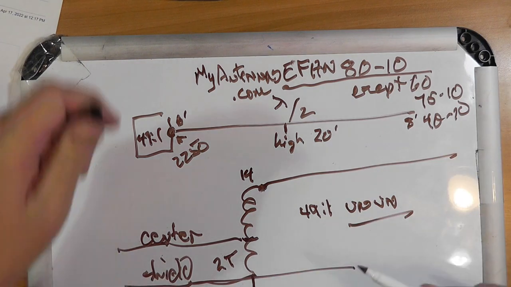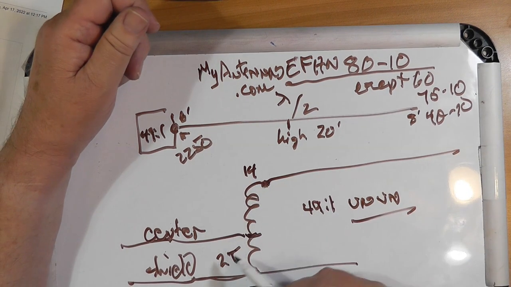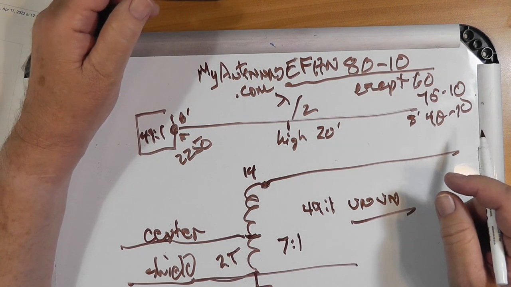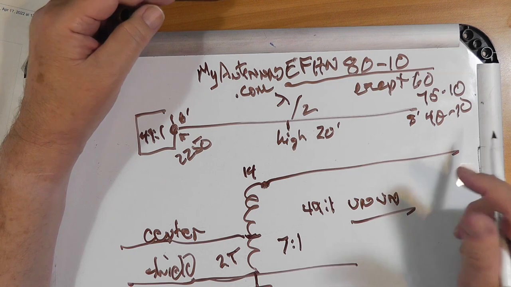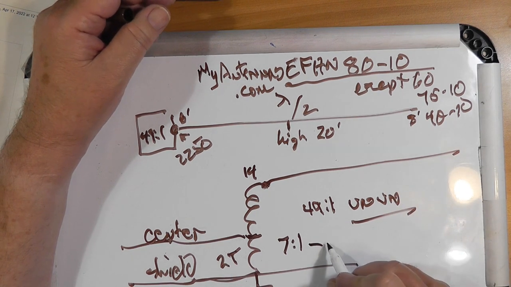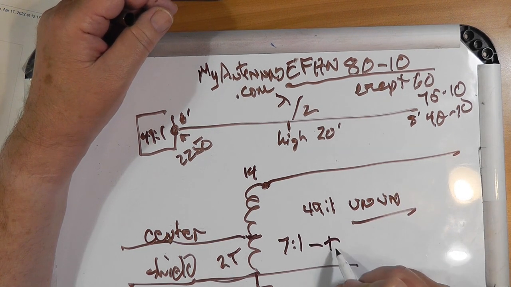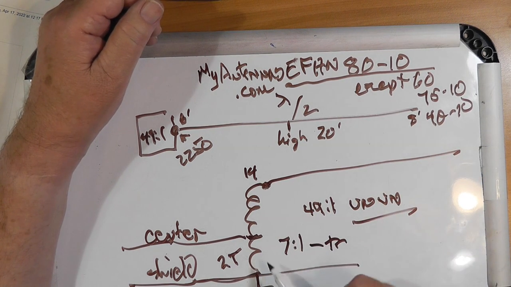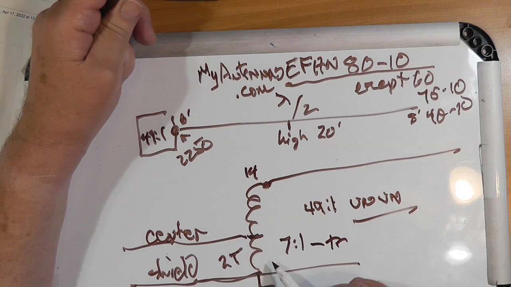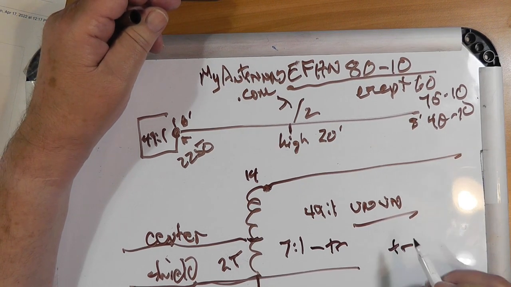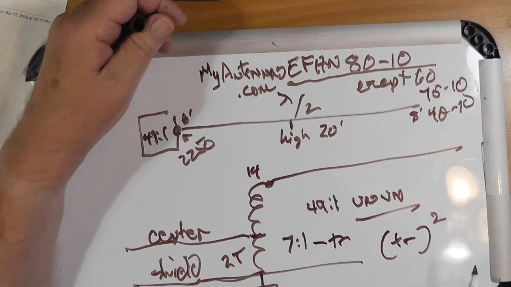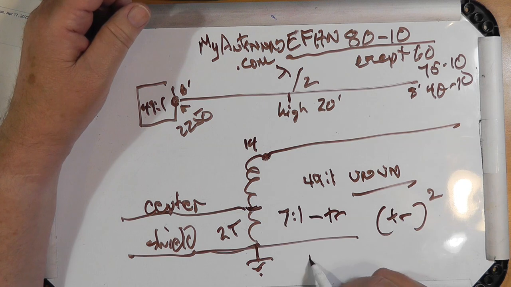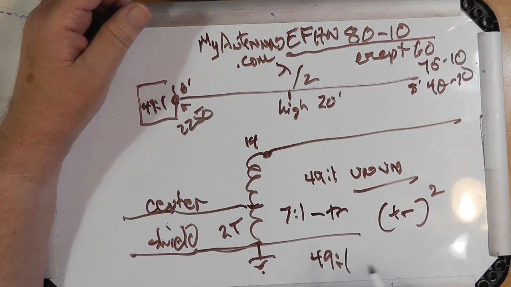Now, wait a minute. 14 and 2, that makes the turn ratio 7-to-1. Right? But remember, we'll call this the turns ratio, TR, okay? But the impedance difference is the turns ratio squared. And I won't take you through the mathematics that shows that, but 7-to-1 will give you 49-to-1.